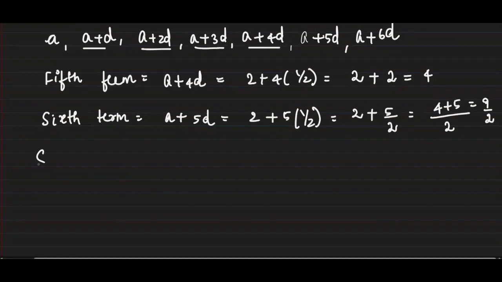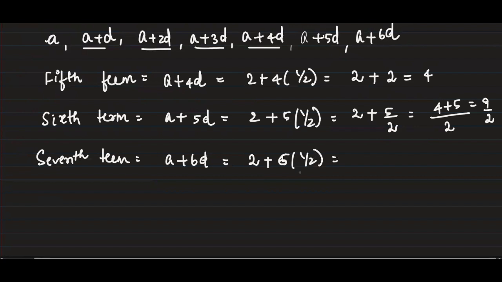Now let's see what's the seventh term. So seventh term is equal to a plus 6d, which is equal to 2 plus, 6 times 1 over 2, which is equal to, so cancel 2 and 6, that will become 3. So 2 plus 3, that is equal to 5. So we are asked to find only the next 3 terms of this one.